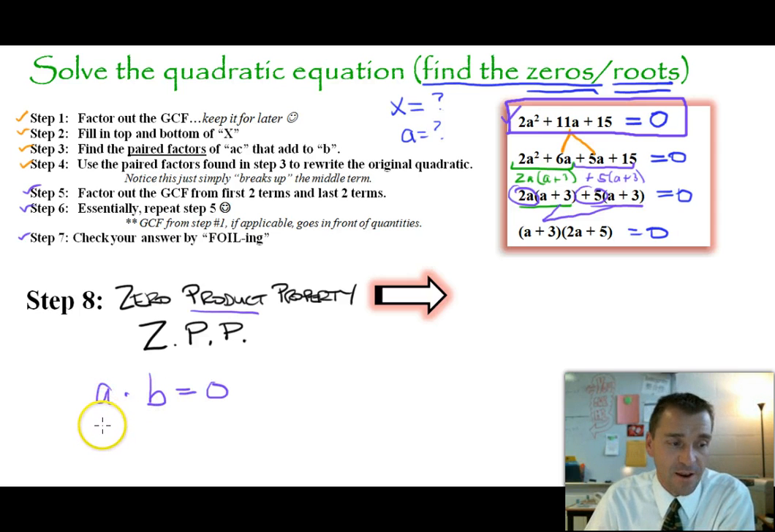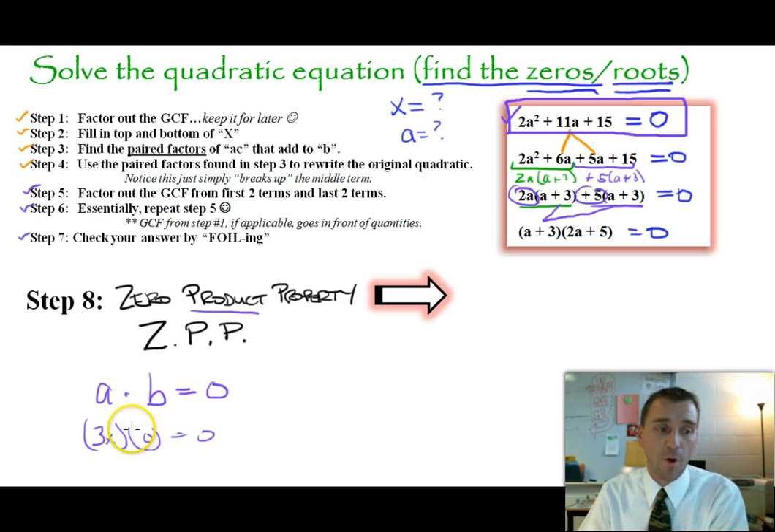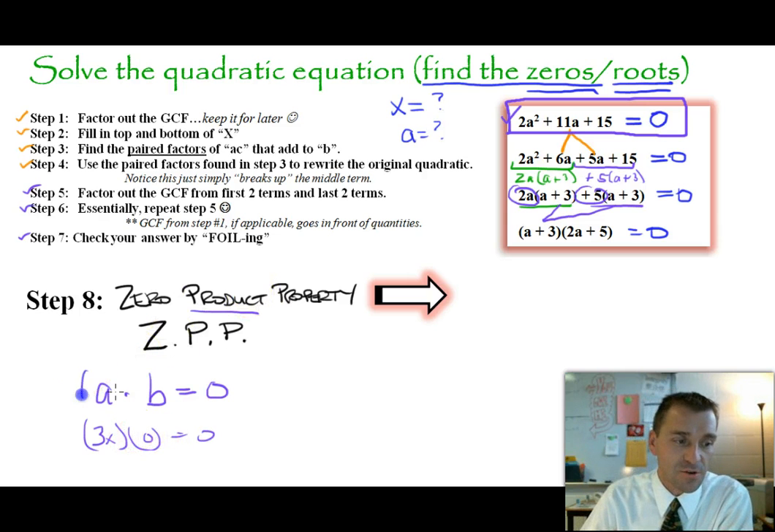So, for example, if I had 3x in here for A and I had 0 for B, well, guess what? 3x times 0 is 0. So if B was 0, great, the product would be 0. The zero product property says one of these two factors, or both, has to actually be 0.